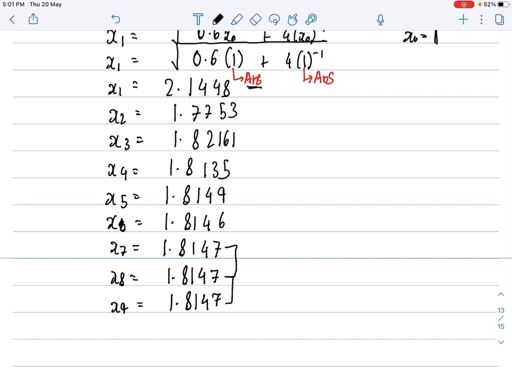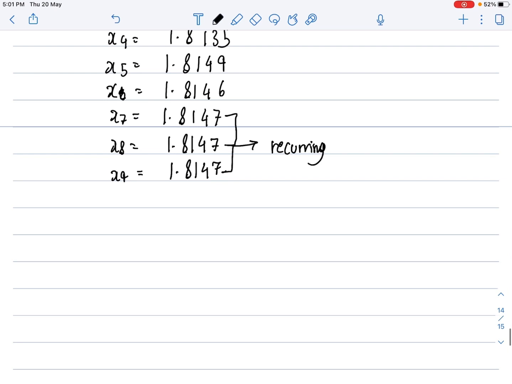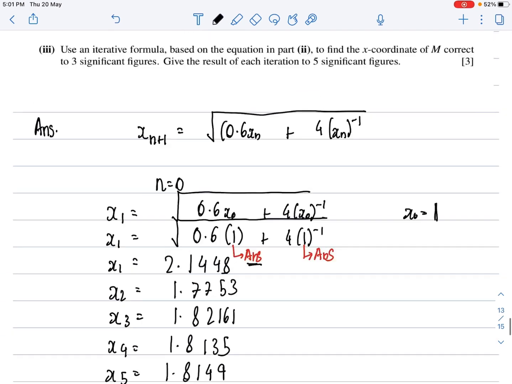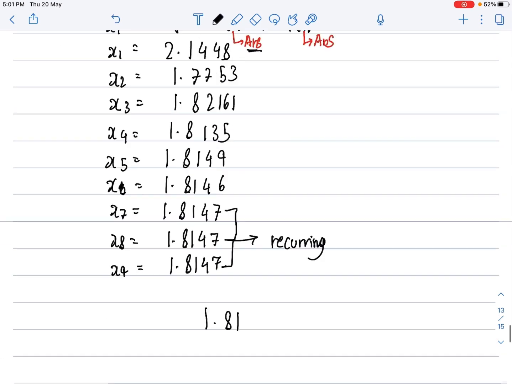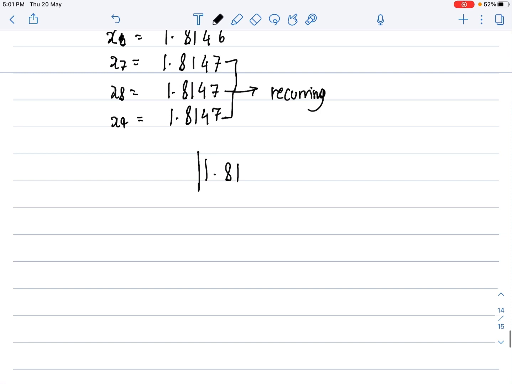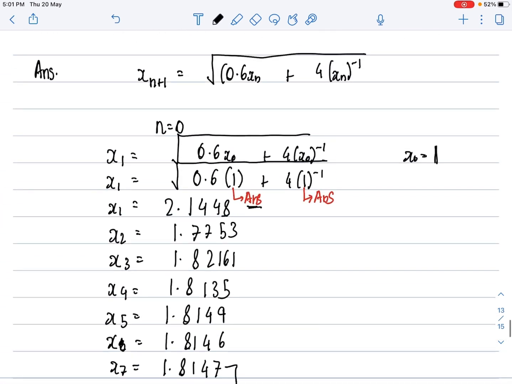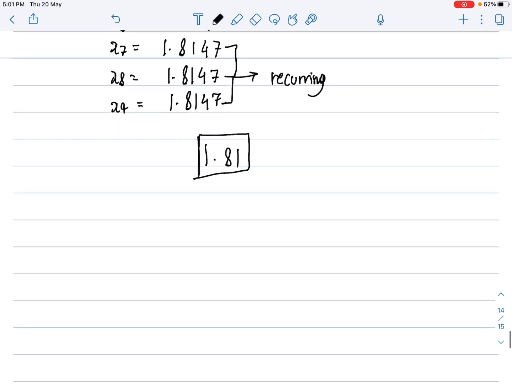Now if you see, these three values here are recurring. Now if your values here are recurring, what you can simply do is, 1.81, okay, I think they have asked us to 3 significant figures, so 1.81 is the final answer. So basically any value you take as x0, you will land up with the same answer, which is 1.81. So yeah.